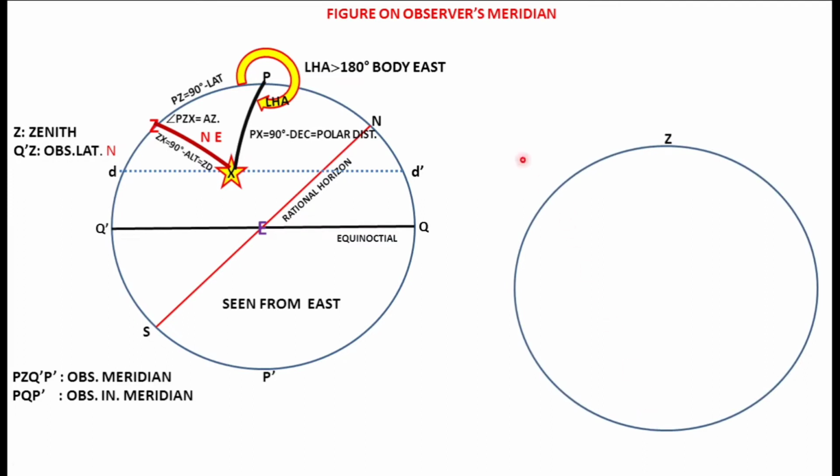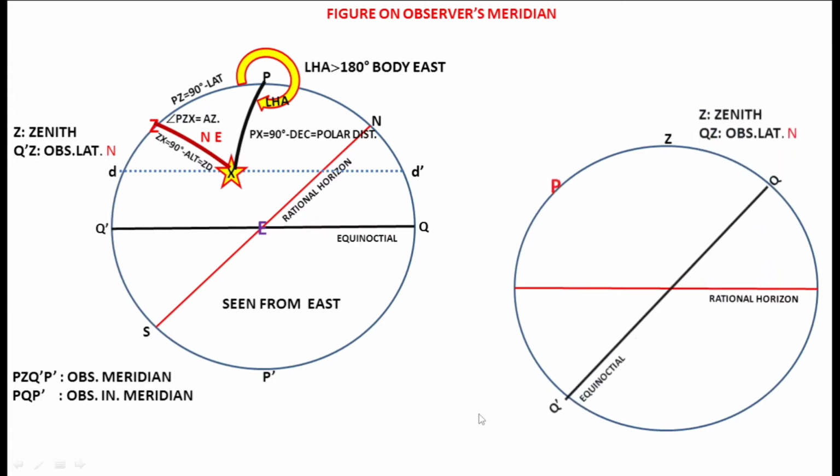Now this, I've just changed this figure here. Instead of having the pole on top, I've made the zenith on top. 90 degrees is the rational horizon. Now whatever your latitude is, accordingly I've placed my pole here. And again, observer north.